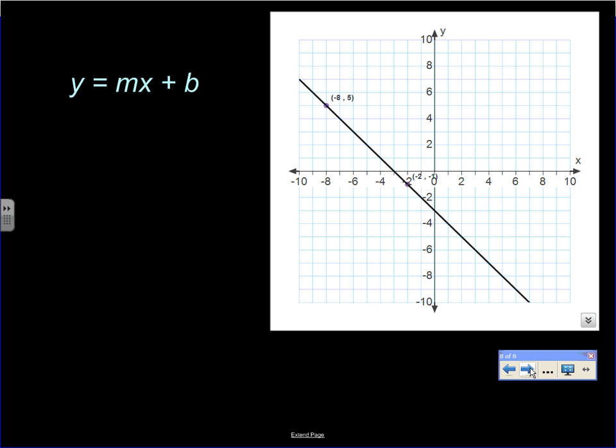And here's one more. Go ahead and try this one on your own. See if you can calculate the slope and the y-intercept. You might want to pause the video so you can do that.